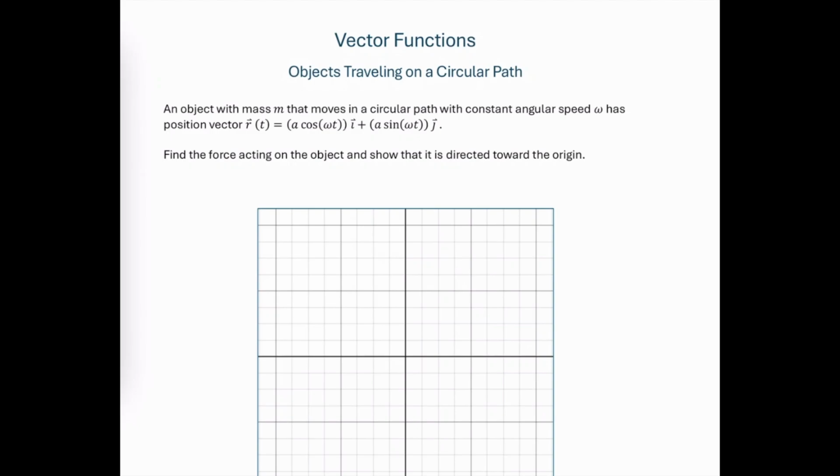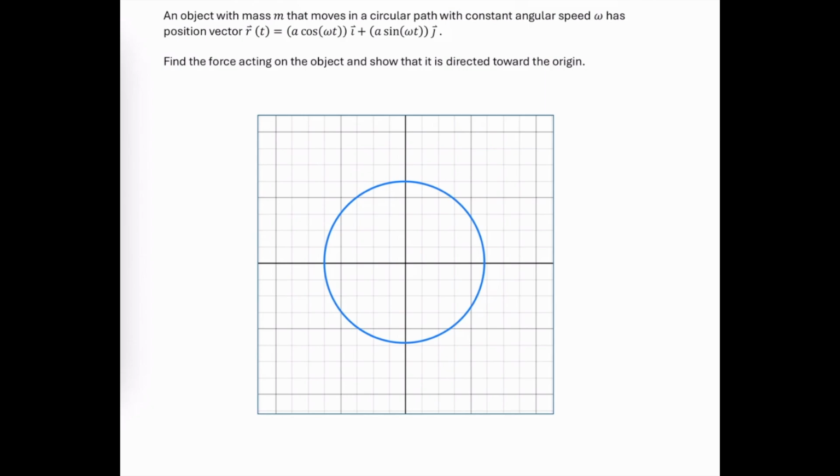Assume we have an object with mass m that moves around a circular path with an angular speed given by omega. Assuming that this is our position vector function, what we want to do is find the force that's acting on the object and show that that force is directed toward the origin of the circle. First, let's get a concept drawing.